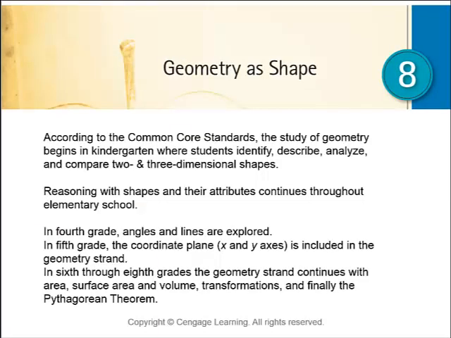So for your Common Core standards, you're going to start with geometry in kindergarten, where you're going to be looking at different shapes, 2- and 3-dimensional shapes. You're going to continue on in 4th grade, looking at angles and lines. In 5th grade, you're going to start plotting points on your Cartesian coordinate system. 6th through 8th grade, you're going to continue on with area and volume and transformations, and finally get into Pythagorean theorem and even the distance formula.